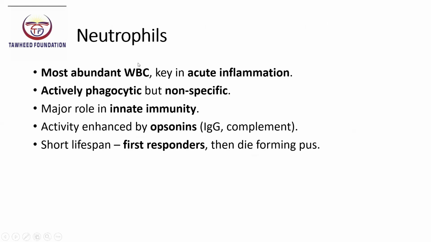Next is neutrophils. Neutrophils are the most abundant white blood cells and key in acute inflammation. They are actively phagocytic but non-specific, forming the first line of defense in innate immunity. Their activity is enhanced by opsonins, that is IgG and complement. Neutrophils are short-lived and their death contributes to pus formation at infection sites.